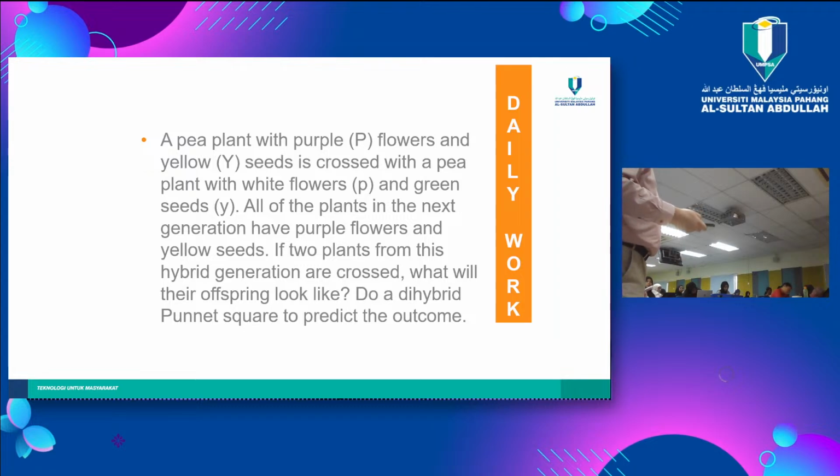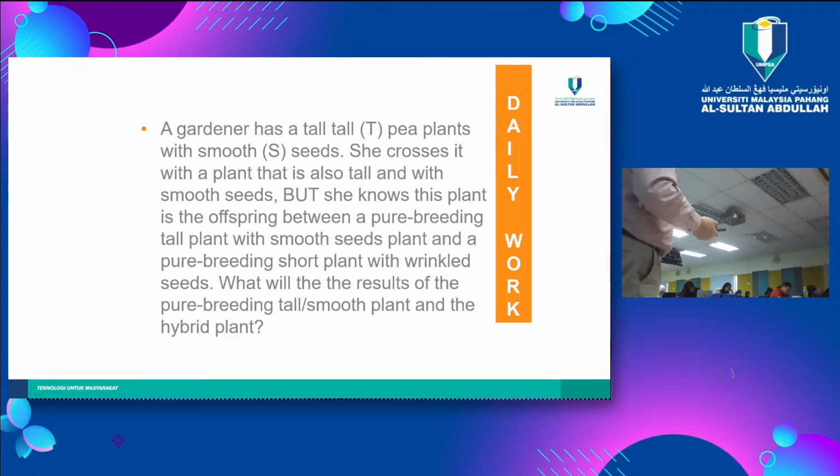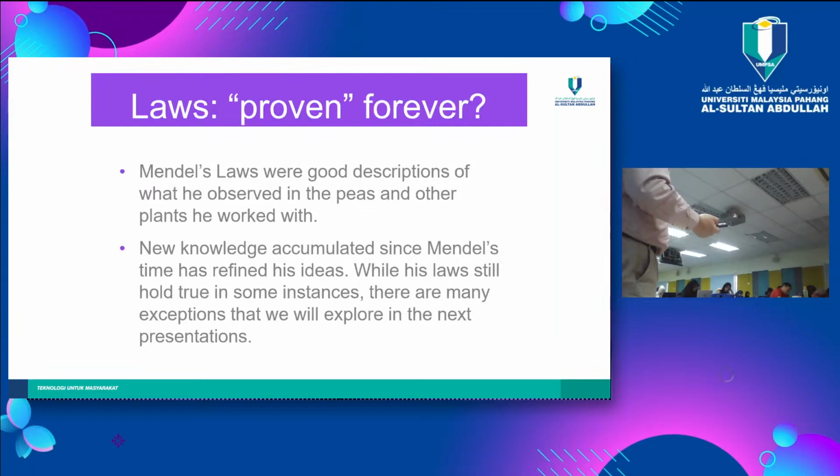If two plants from this hybrid generation are crossed, what do their offspring look like? Do a dihybrid square and predict the outcome. Do the working steps that I've mentioned just now, step by step: what is the Punnett square, and give the ratio of all the possible genotypes from it. I think this is the same thing, so maybe I'll let you do this later by yourself.